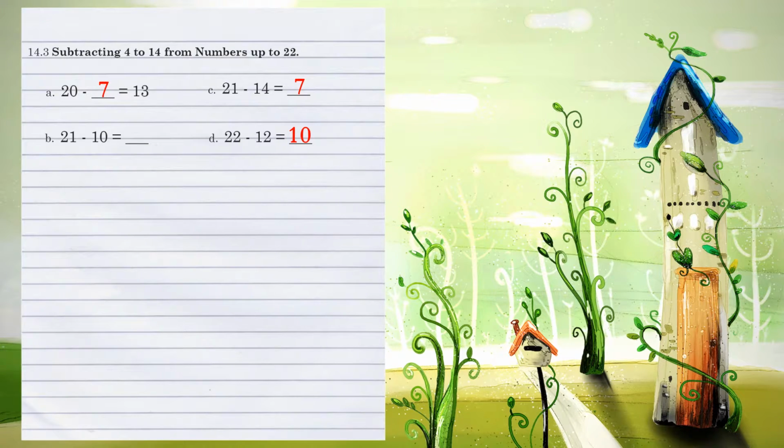Example B, 21 minus 10. If we look at our ones position, we are taking 1 minus 0. That is 1. If we look at our tens position, we're taking 2 minus 1, which is 1, for an answer of 11.